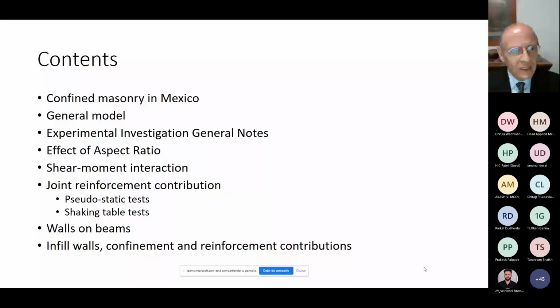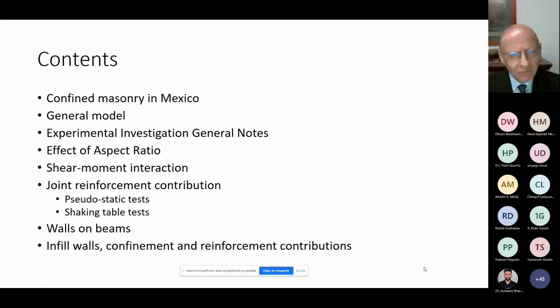First of all, I will try to show you some specifics of the system of confined masonry that is used in Mexico. I will show you some structures and how we understand confined masonry in Mexico. Then I will show you very briefly a general model, referring to the model we basically use for shear forces. That is a main thing in confined masonry. I will show this model just to have context that we will use in all the talk.